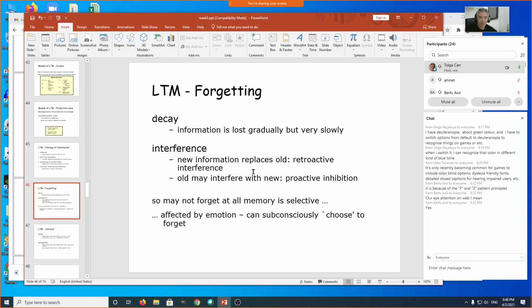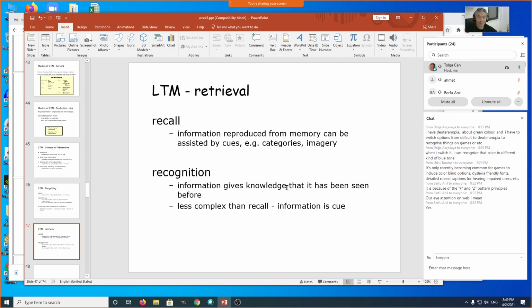We also forget things. In long-term memory, information is lost gradually but very slowly. Human factors like age and emotion may affect this. Interference: new information sometimes replaces old information. But sometimes there is retroactive interference, and old information may interfere with the new, which is called proactive inhibition. So we may not forget at all. Memory is also selective, which is also affected by emotion. We can subconsciously choose to forget.